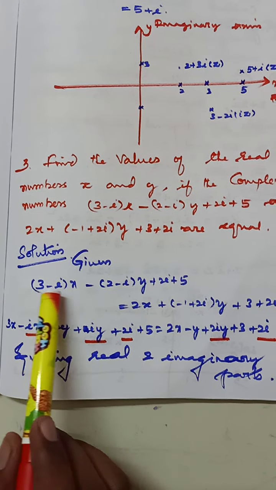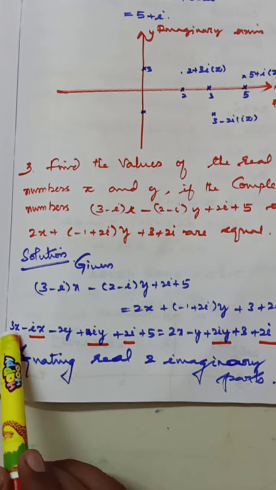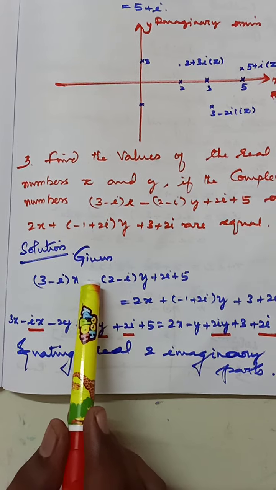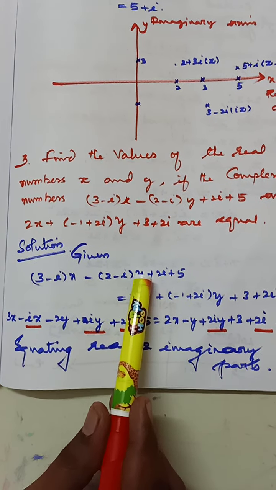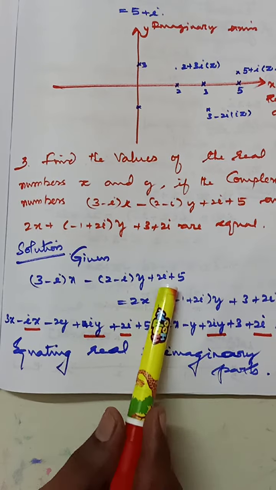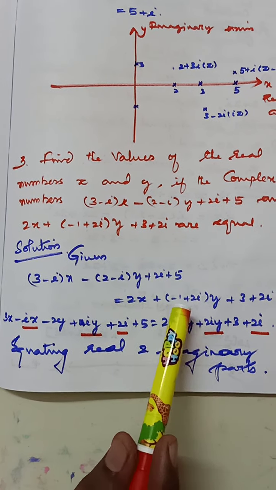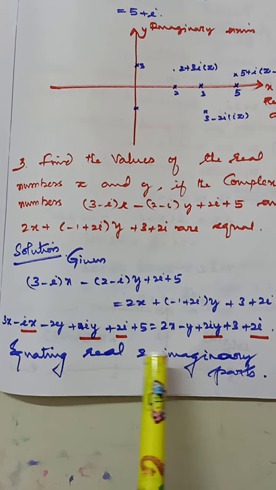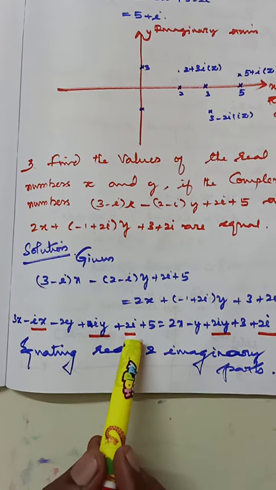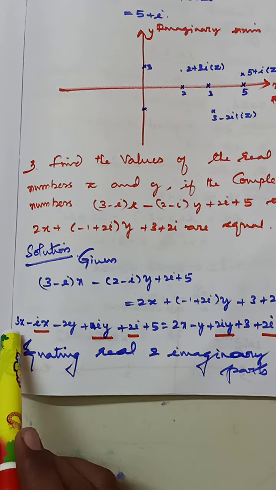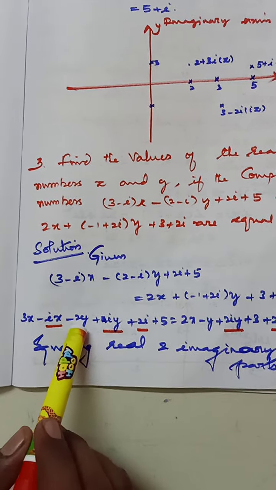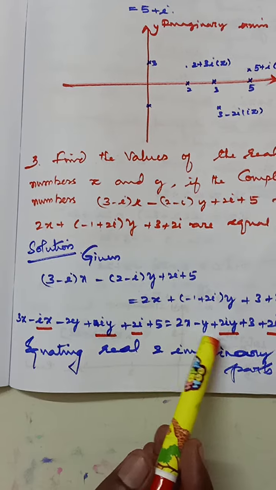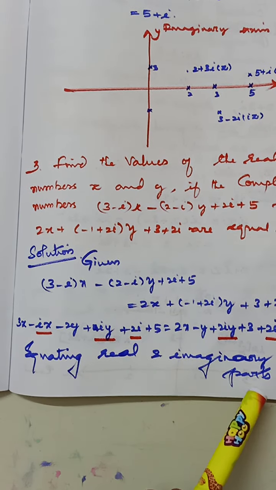So what I am doing is just multiplying the inside terms. It becomes 3x minus ix, like that. Minus 2 into y is minus 2y, minus i into minus i is plus i squared... and i into y is plus iy, and 2y plus 5. On the right side you have 2x minus 1 into y, minus y, plus 2iy plus 3 plus 2y. I differentiated the imaginary parts with a red line, and the real parts with no line. That is, 3x minus 2y plus 5 is your left side real part, and the right side is 2x minus y plus 3, equating real and imaginary parts.